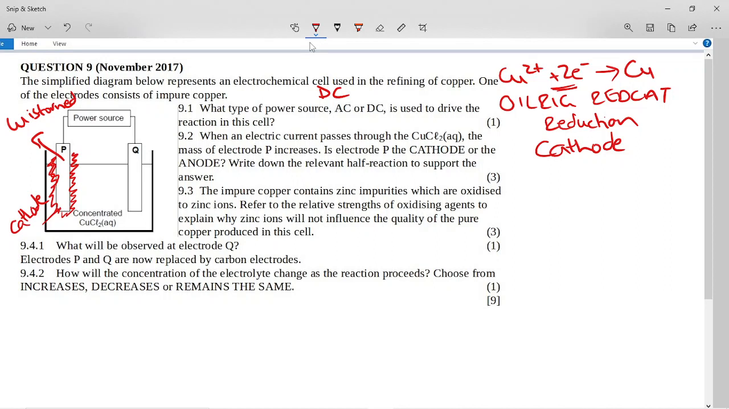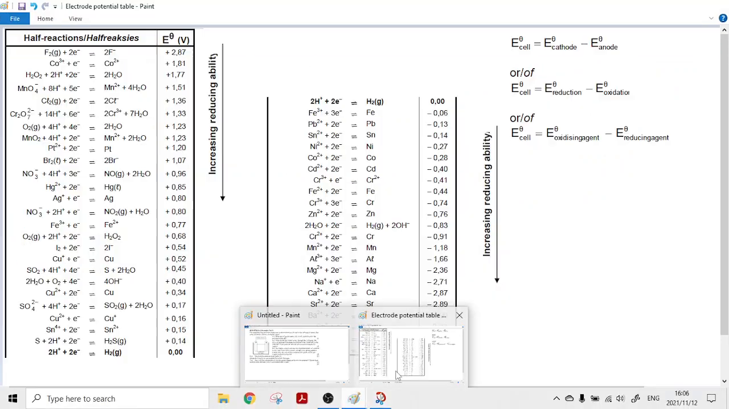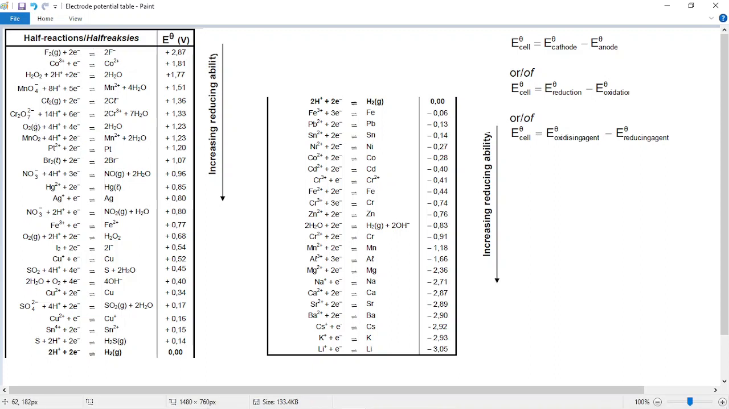Now it says to you, the impure copper contains zinc impurities which are oxidized to zinc ions. Refer to the relative strengths of oxidizing agents to explain why zinc ions will not influence the quality of the pure copper produced in the cell. So to do this, we can go look at the table over here, okay? And if we go to the table, we can find somewhere here, where would it be? Here is the copper reaction, okay? And here is the zinc reaction, okay?